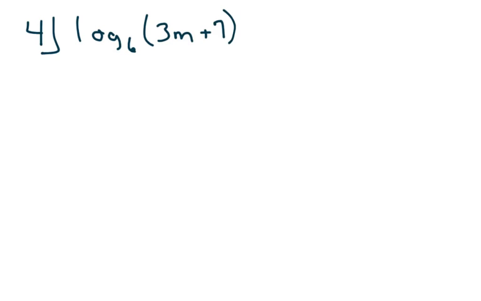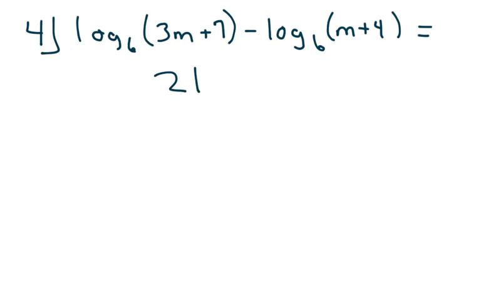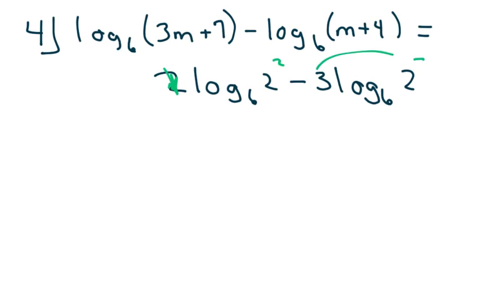Number 4, we have log base 6 of 3m plus 7 minus log base 6 of m plus 4 equals 2 times log base 6 of 2 minus 3 times log base 6 of 2. Now right away, before I do anything, I'm just going to move my powers up here. I'll move this power here, so that's 3. Crossing out and just do that.